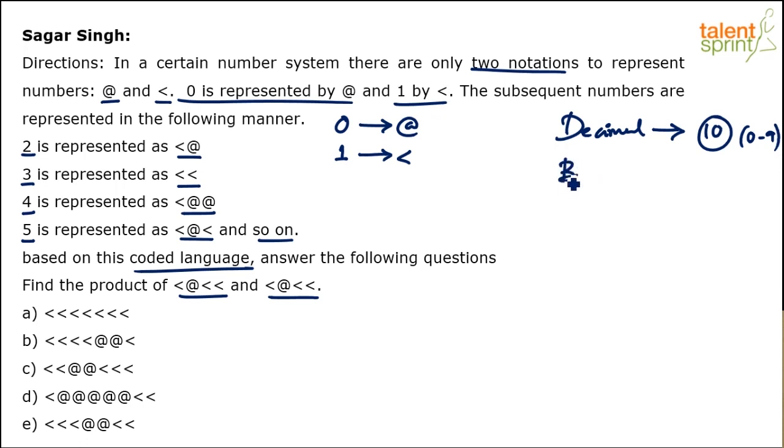Then there is the binary system. What is the binary system? The binary system has got only two elements, only two symbols. What are those two symbols? 0 and 1. And similarly, there are other systems, like for example, the hexadecimal system. The hexadecimal system has got 16 different symbols, right? Anyway, the most important ones are decimal and binary.